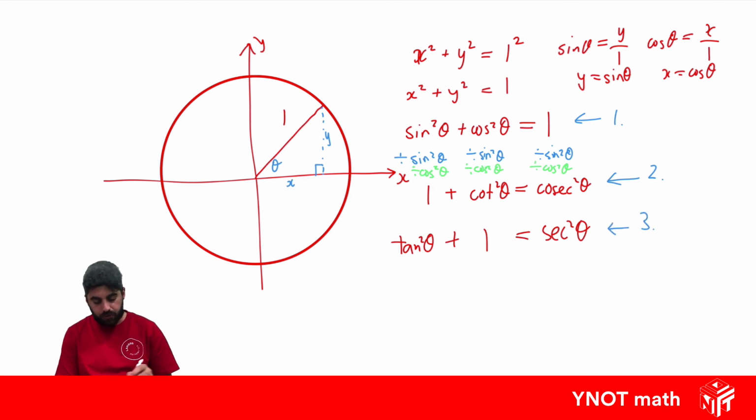So we're going to use all 3 of these trigonometric identities a bit later to prove some statements if they're true or false.